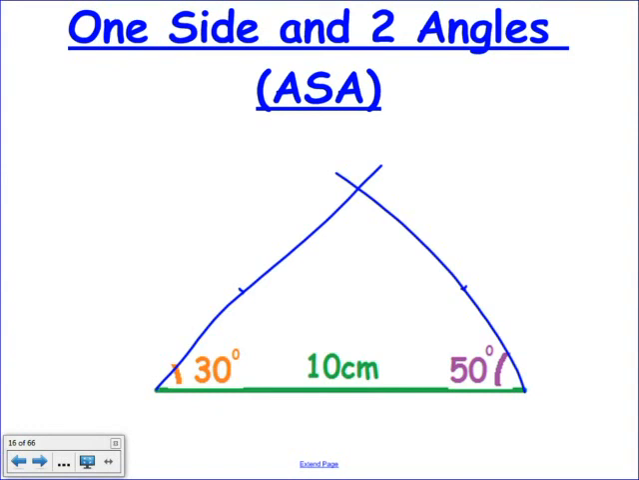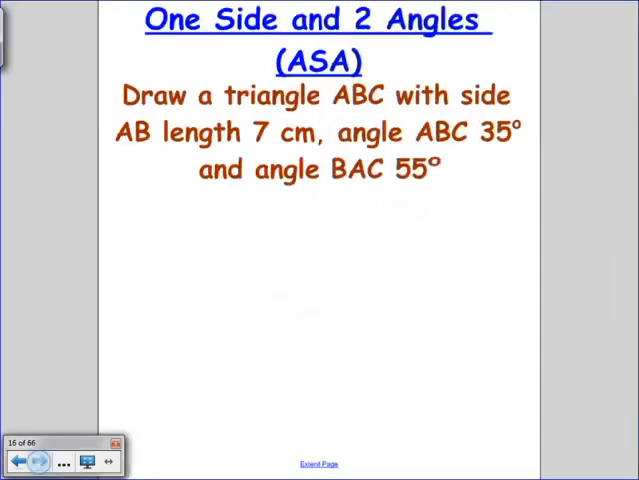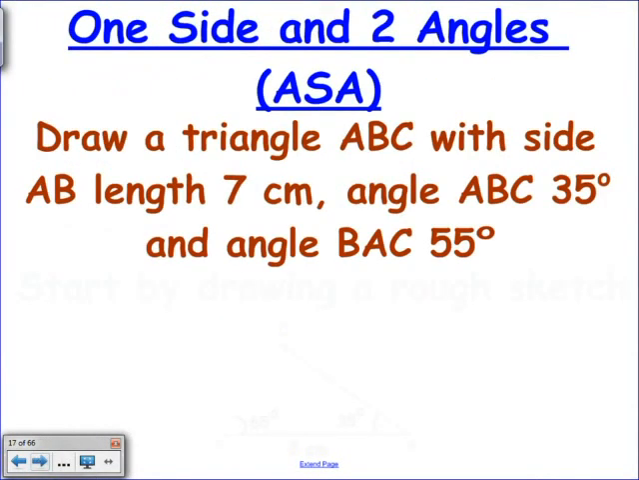Show the examiner that that's what you've done, okay? So where they cross and they go on beyond where they meet, leave it, because that's good. It shows them how you've constructed it, okay? So have a go then. Draw a triangle ABC, where AB is 7 centimetres, ABC is 35, and BAC is 55. You draw A to B.